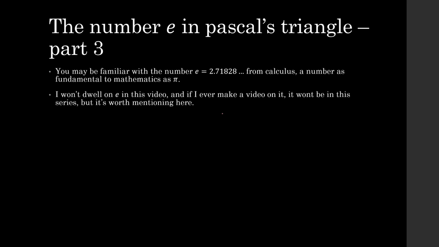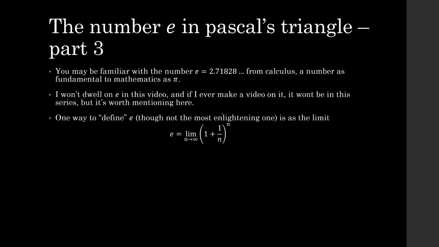So I won't dwell on e in this video, and if I ever make a video on it, it won't be in this series, but it's definitely worth mentioning in the context of Pascal's triangle. And that's because one way to define e, though it may not be the most enlightening one, is as the limit. e equals the limit as n approaches infinity of 1 plus 1 over n to the n. This might be the definition of e you might have seen in high school, from this interpretation of continuous compound interest, as if that's actually an application, but whatever.